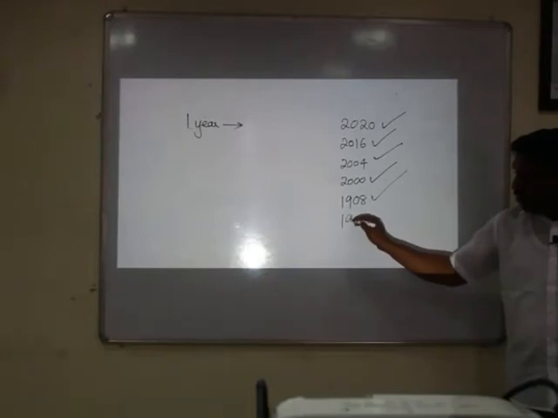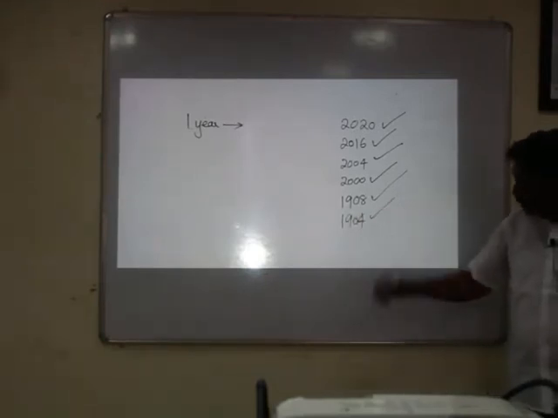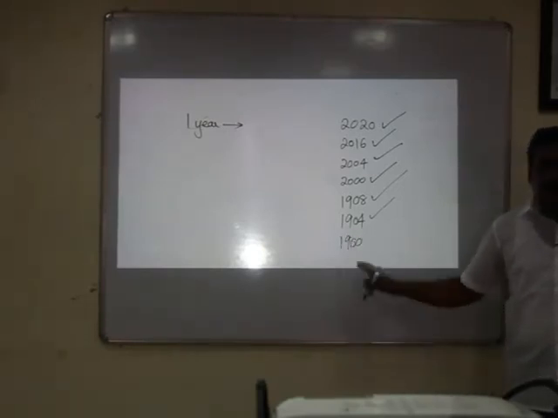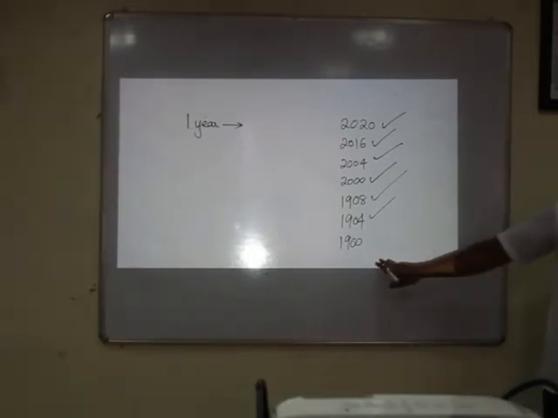What about 1904, my friend? Was it a leap year? Very good. 1904 is a leap year. What about 1900? Is it a leap year? Yes or no? No. If you say no, why?